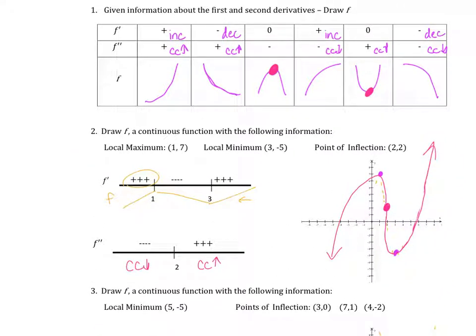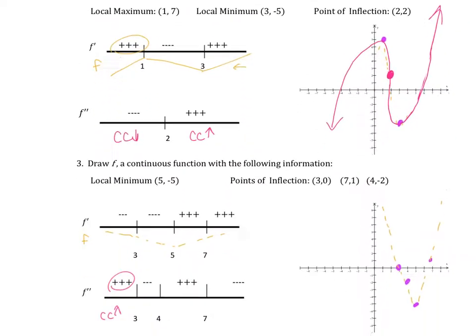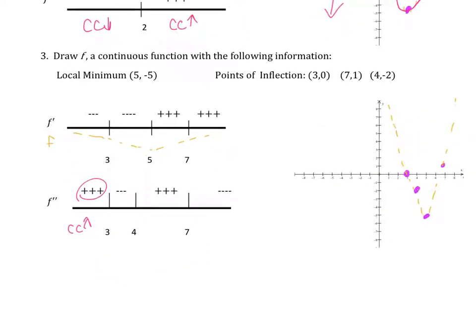I have a decreasing piece that is concave up, so it's going to look like that. So I'm just kind of putting it together. I know that I've got a point of inflection at (3, 0). So I'm going to go concave up to concave down, because this is concave down between 3 and 4. Then I'm going to go concave up again to here.